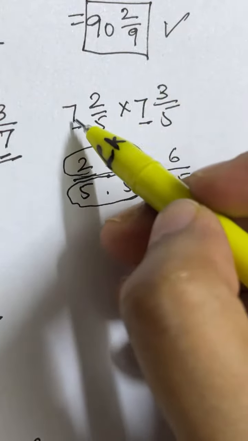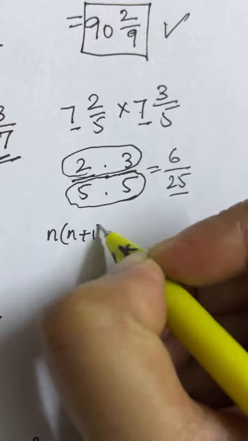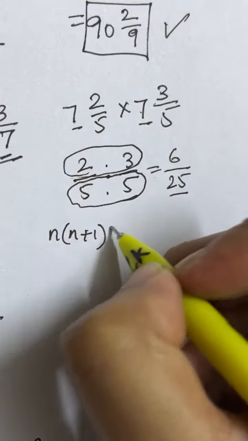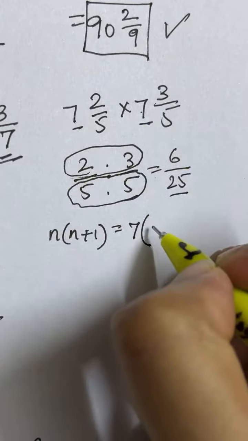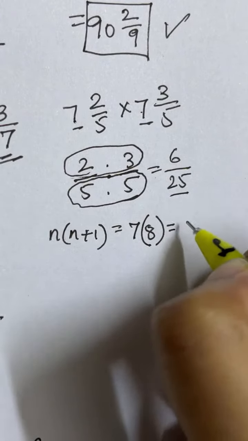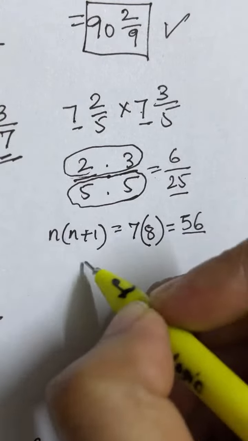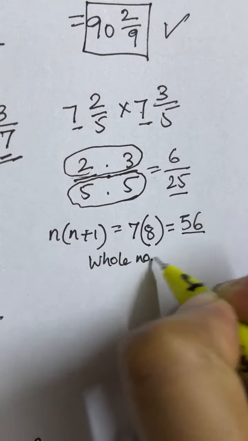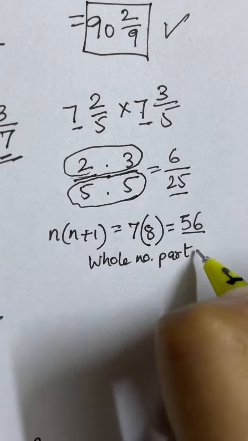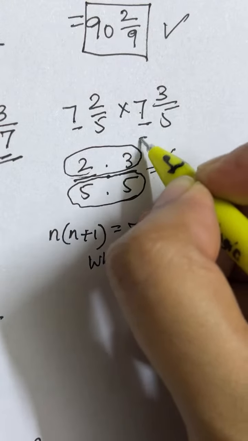And then I'm going to take this. The rule is you take n into n plus 1. Your n is 7. So here I'm going to write down 7 into 7 plus 1 is 8. So I get 7 times 8 as 56. I've got the whole number part. This is your whole number part, and this is the fractional part.